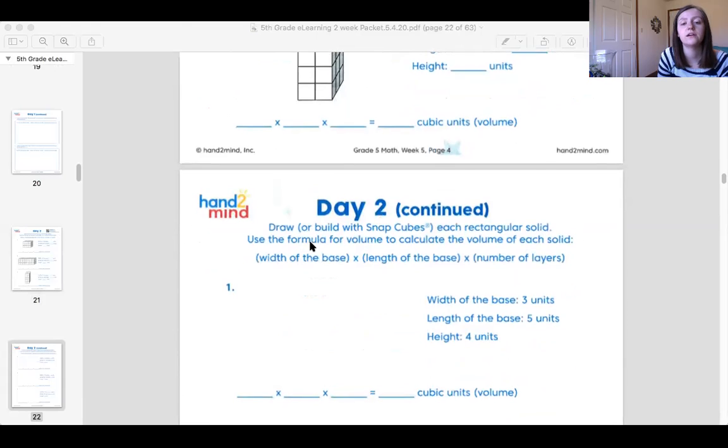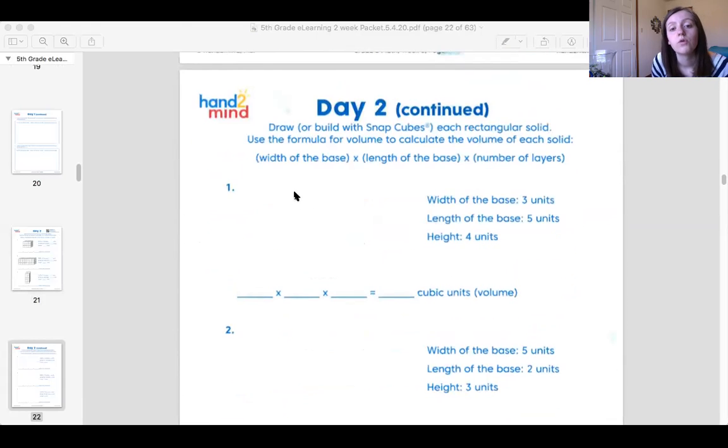Okay, so if we look at day 2 continued, they want you to draw an example of that rectangular solid. Okay, so I'm not going to be picky. You don't need to draw the individual lines in it, as long as you draw a shape that kind of looks like it. So this one is 3 wide, it is 5 long, and it is 4 high. Okay, I think that looks about like it could be 3 by 5 by 4, don't you?